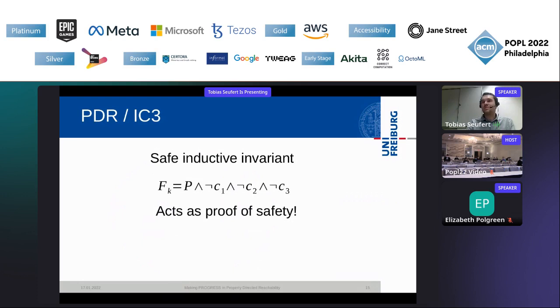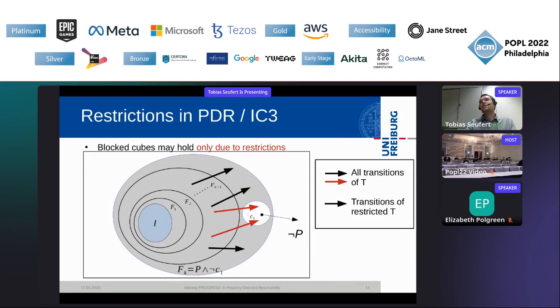Okay, so enough for standard PDR. Now what happens if we impose restrictions on PDR? Then we could end up with something like I've illustrated here. So it could be that we block a cube prematurely under restrictions, because we could have a scenario like this here with a restriction which removes just these two red transitions here and concludes that C1 is unreachable, but which it really is not, because in the original transition system there are these two red transitions.